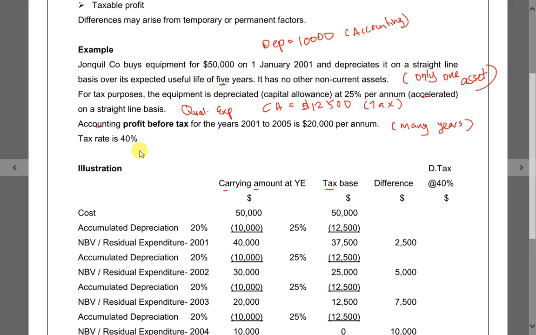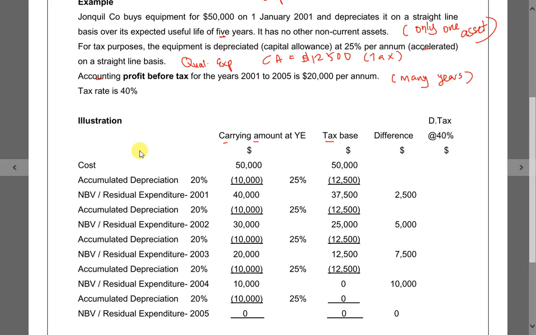No. Maximum 50, right? So depreciation, when I buy cost 50, I can claim 50 depreciation in accounting. For tax, when I buy 50 QPE, I can also claim 50. So accounting, I can claim 50. Tax, I can claim 50. But the timing is different here. That's why we got temporary difference. Understand?